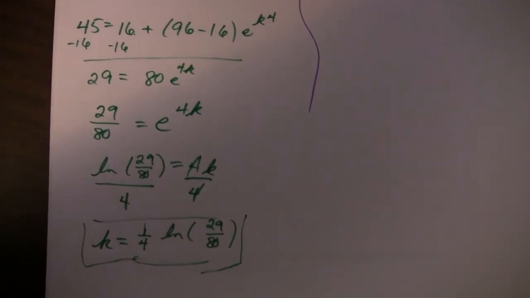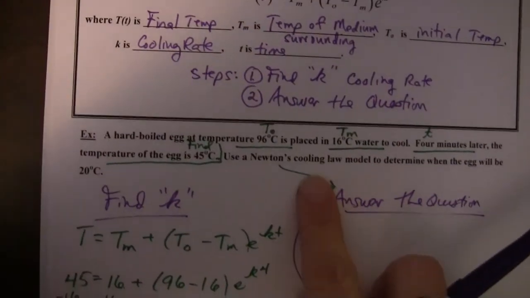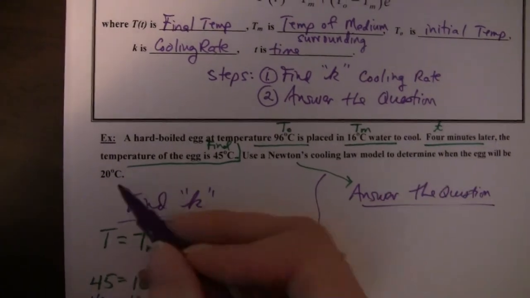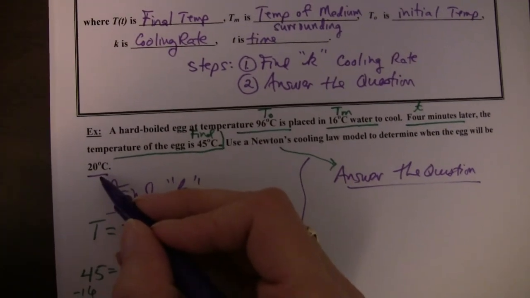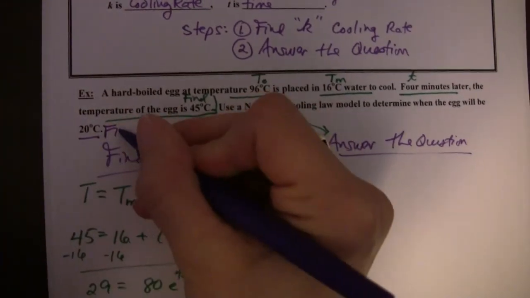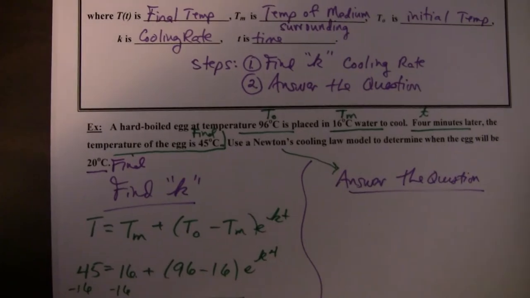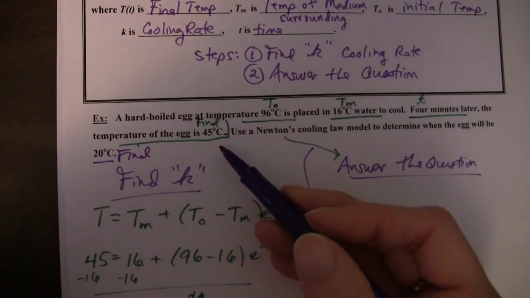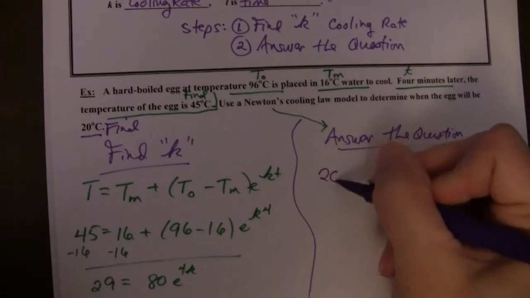Okay, let's switch colors and go over here because now we have to answer the question. Okay, what was the question? Determine when the egg will be 20. So what is that? 20 degrees. That's going to be the final. If I wait for more time, it's going to cool off. I know after 4 minutes, it got down to 45. I'm going to have to wait a little longer than 4 minutes. So that's going to be the new final.